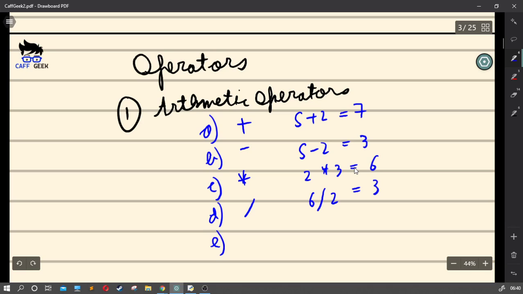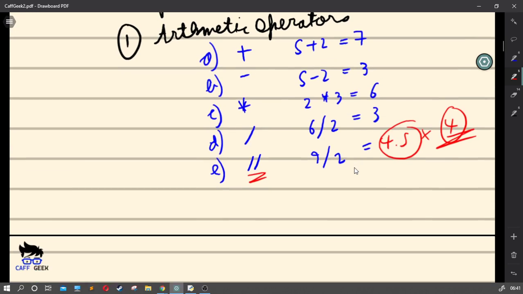Third, we have floor division. This is not simple division, it's floor division. We will discuss that too. For example, we have 9 by 2. We should get 4.5, but due to this, we will not get 4.5. We will get 4. We will get integer output using double division.